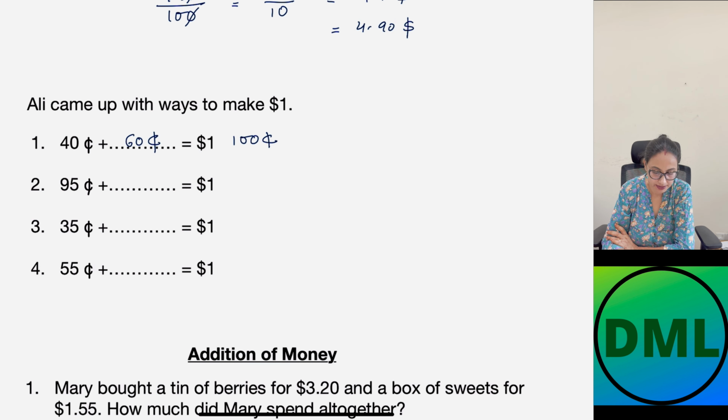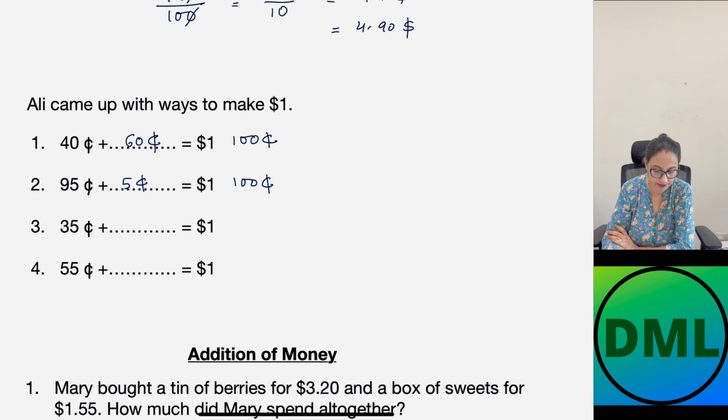The next question is 95 cents, plus I need to add something to make it $1. $1 is 100 cents. I have to make it 100 cents. I have 95 cents. I have to add the number which will take me closer to the zeros. That means if I add plus 5 here, I will reach 100. If I add 95 cents plus 5 cents, this will give me $1.